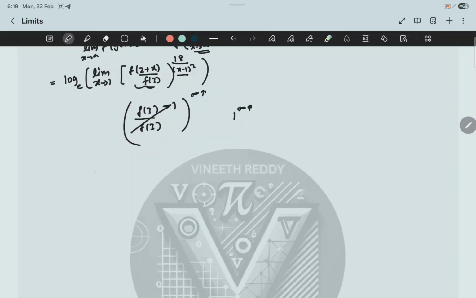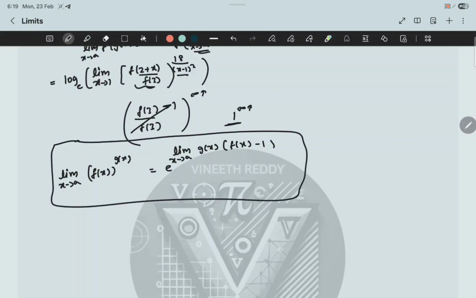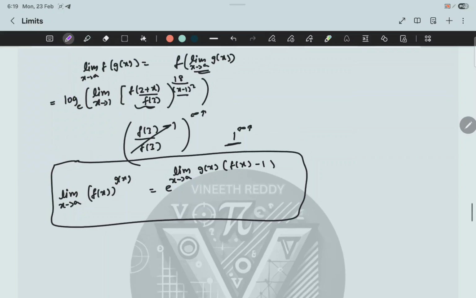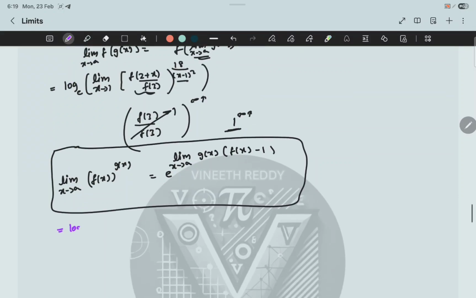So what do we do in this type of question? We write it as, let us say, f of x power g of x, limit x approaches a. If it is in the form 1 power infinity, we can write this as e power limit x approaches a of g of x into (f of x minus 1). All of you might be aware of this, right? So with that understanding, now we'll write this term as log e power limit x approaches 1, 18 divided by (x minus 1) whole square into (f of (2 plus x) by f of 3 minus 1).